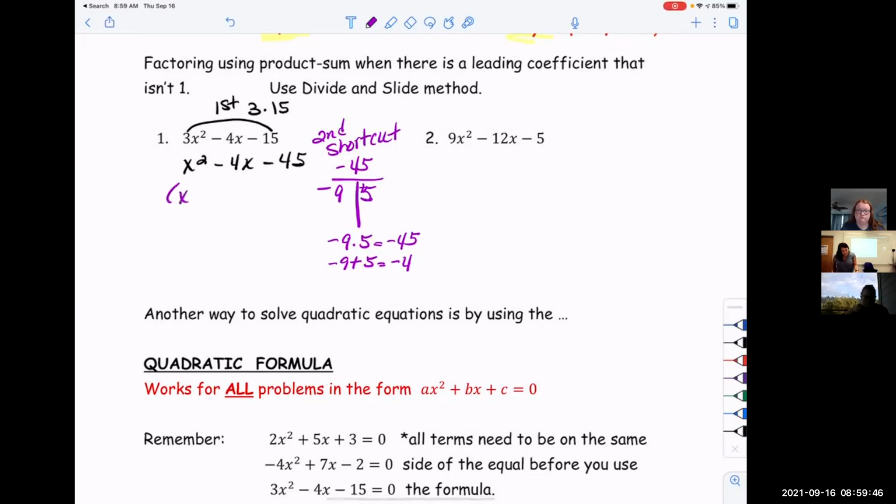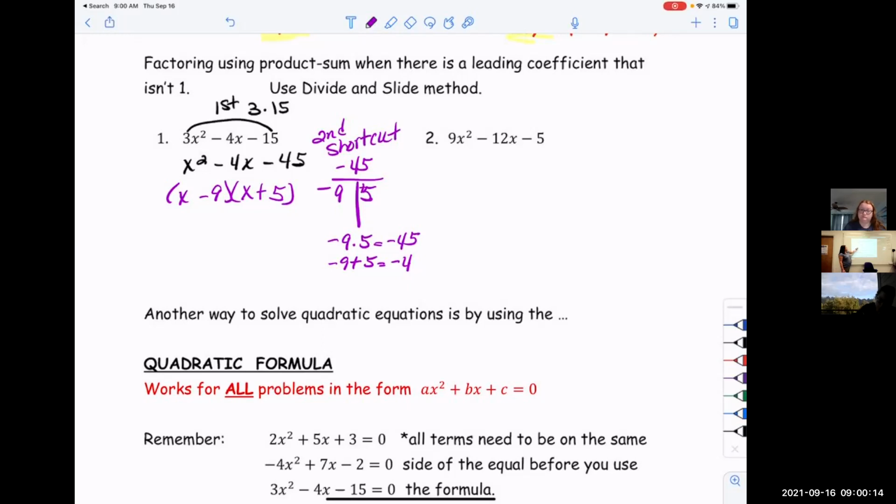So I'm going to say x minus 9, x plus 5. But that's not my final answer. I'm close though. So far, the only thing that we really did different is we multiplied the 3 times the 15 and moved it. All right, but now we're getting ready to put it back in.